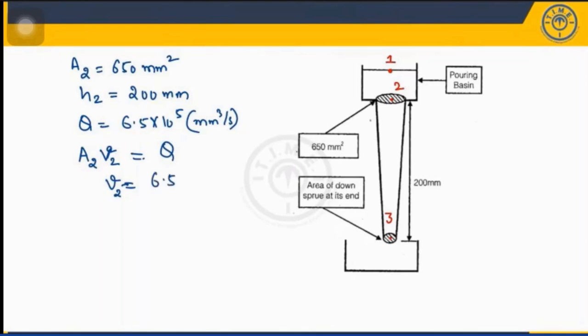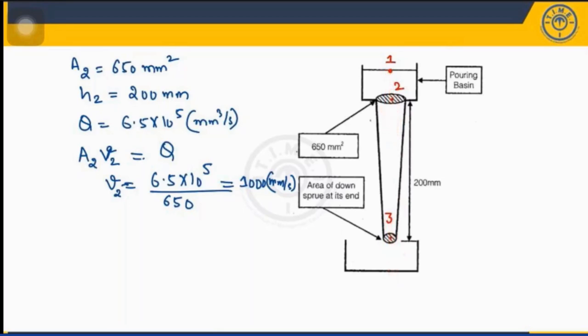V2 value is 6.5 into 10 to the power of 5 divided by the value of A2, which is 650. Then if you solve, you will get 1000 millimeter per second. Okay, now you got the velocity at point 2. So you know that the flow rate will be constant. No molten metal is coming out from this point because there is no hole. That means whatever the flow rate is here, the same flow rate will be here.